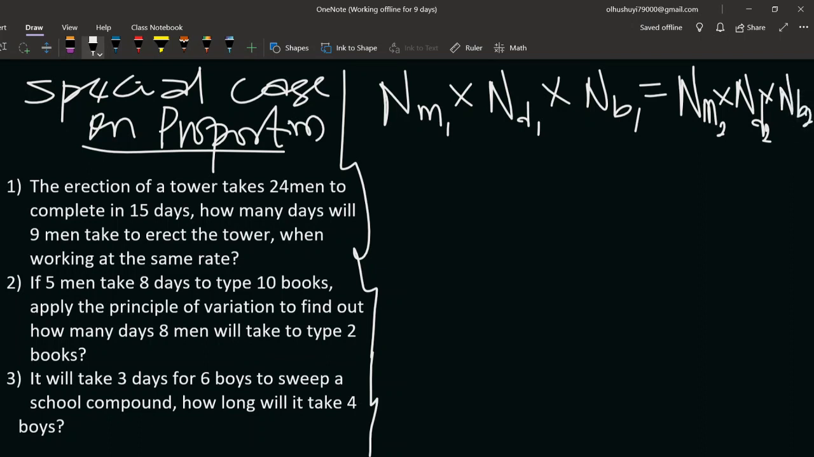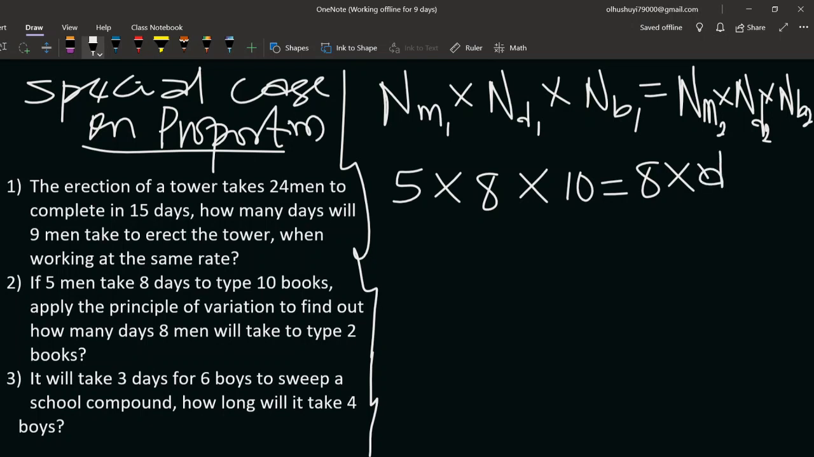So what do we have? Putting in the values, 5 times 8 times 10 equals the number of men, 8, times the number of days, which we don't know, take it as D, then times 2. So what do you do? Divide both sides by 8 times 2.